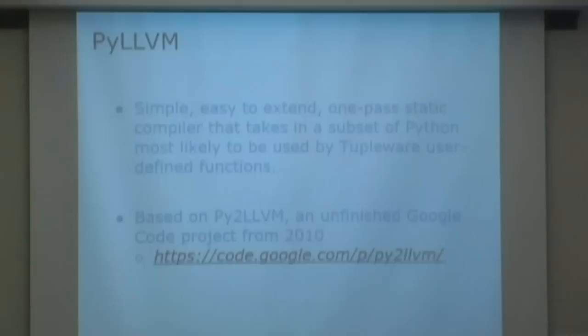So PyLLVM itself is a simple, easy to extend, one-pass static compiler. About 5 years ago or so, some engineers wrote Py2LLVM, which was basically an unfinished proof of concept that you could get Python code into LLVM-IR using Python and using the existing Python tools for compiler and AST generation, as well as LLVM-Py, which is basically a Python wrapper around the C++ LLVM-IR module, the builder module, which actually generates the code.